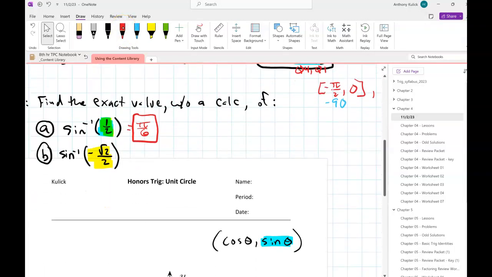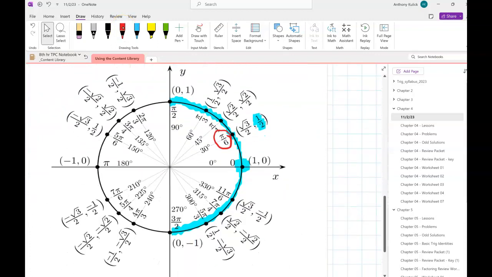So what I'm going to do now is look in quadrants 1 and 4. I'm going to look at the y coordinates, and I'm going to look for negative root 2 over 2. That's the only spot in quadrants 1 and 4 where the y coordinate is negative root 2 over 2. That tells me my answer should be 7 pi over 4.